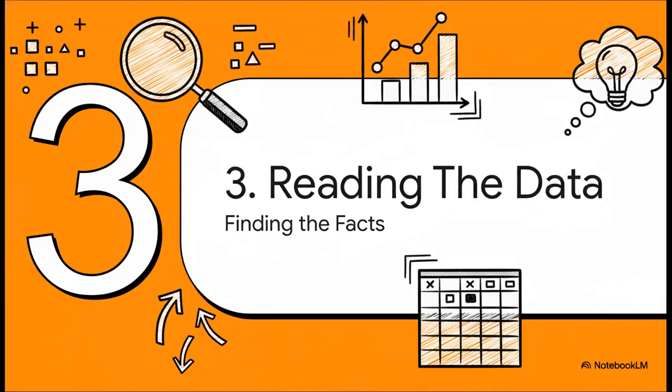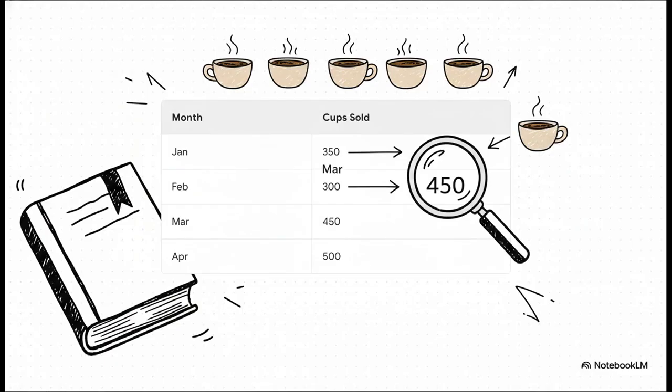Okay, now that we understand the layout, we've got the title, and we've met the characters, we can actually start reading the plot itself, and that means pulling out specific facts from the data. Let's just look at the numbers behind our chart for a second. You can find a specific fact just by picking a month, let's say March, and then looking across to find its value. And there it is, 450 cups sold. It's kind of like finding a specific sentence in a chapter of a book.